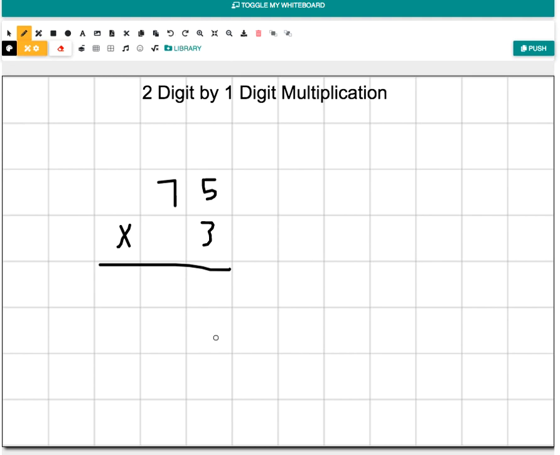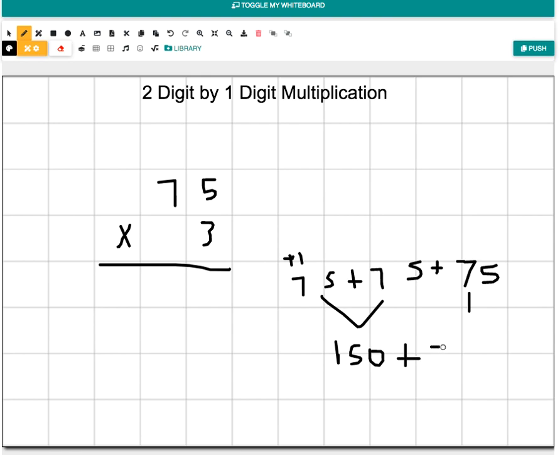All right. So we'd still do it 3 times. So 75 plus 75 plus 75. They would add the first 2 together. So 5 plus 5 is 10. Put my 0. I'm going to carry my 1 so I don't forget it. 7 plus 7 is 14. Plus 1 is 15, so 150. I'm going to bring down my last 75. So 150 plus 75. Then I'm going to add them together.